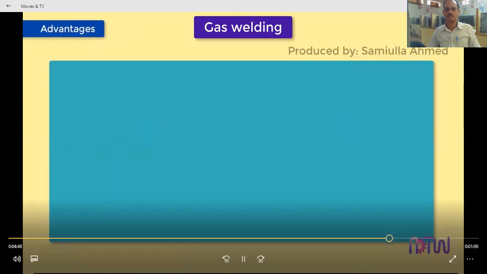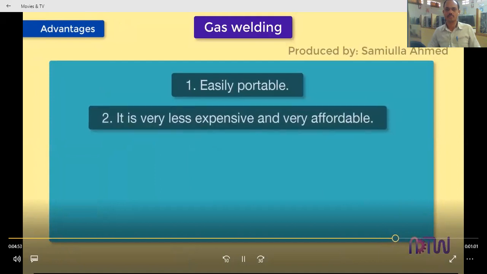Advantages of gas welding. 1. It is easily portable. 2. It is very less expensive.